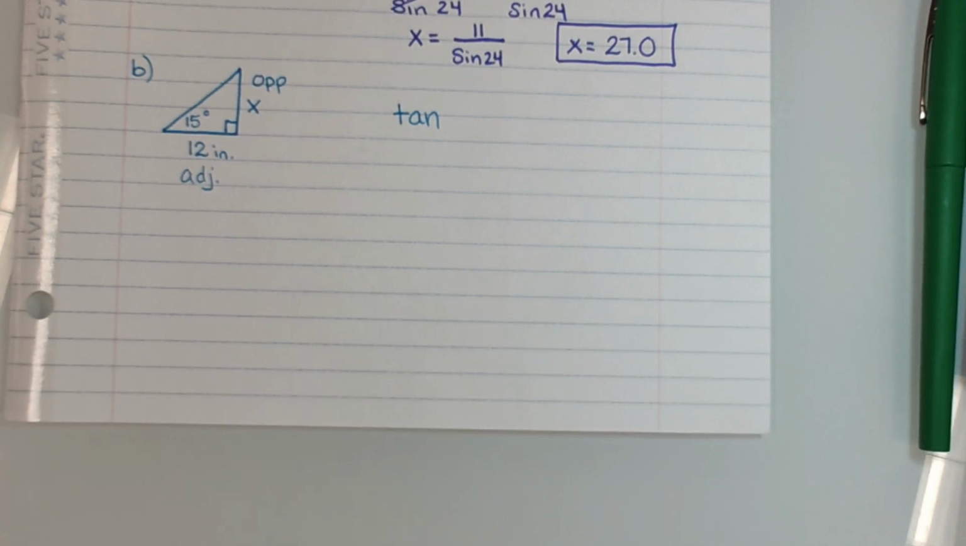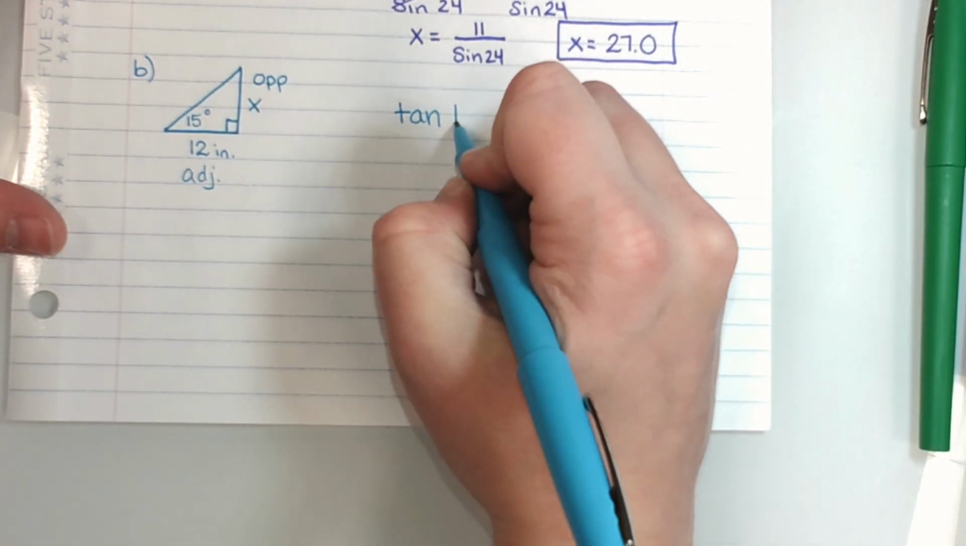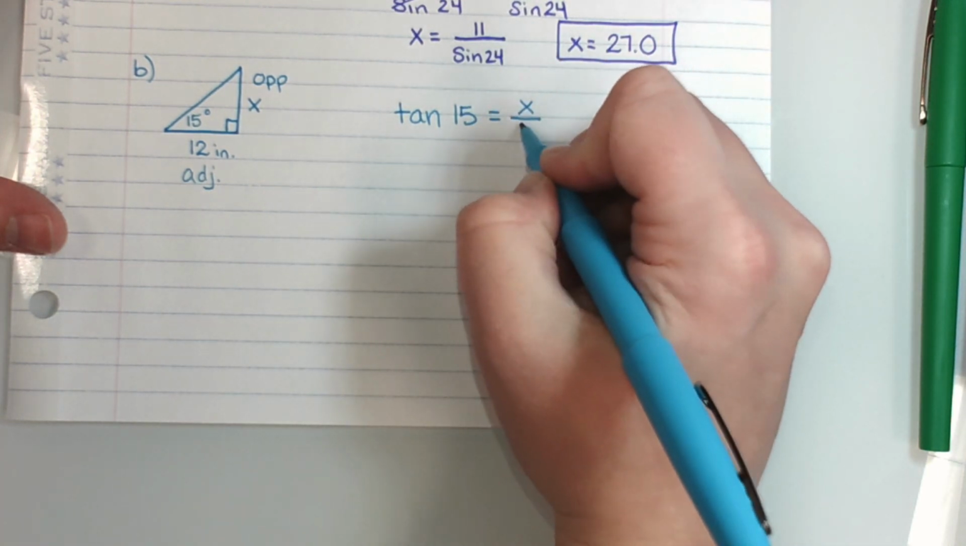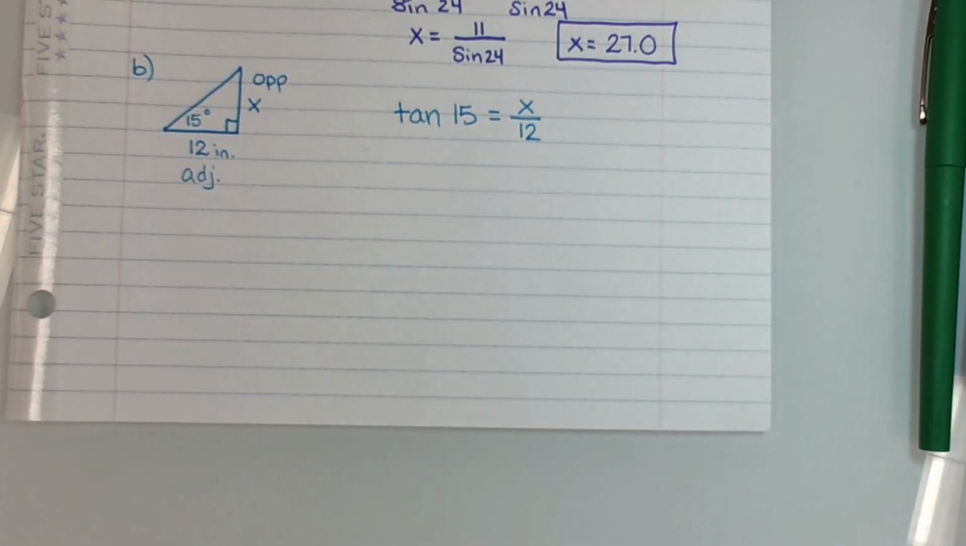Keller, tangent of what is equal to what? What's the rest of the equation going to look like? Tan 15 equals x over 12. Beautiful. I want to solve for x.